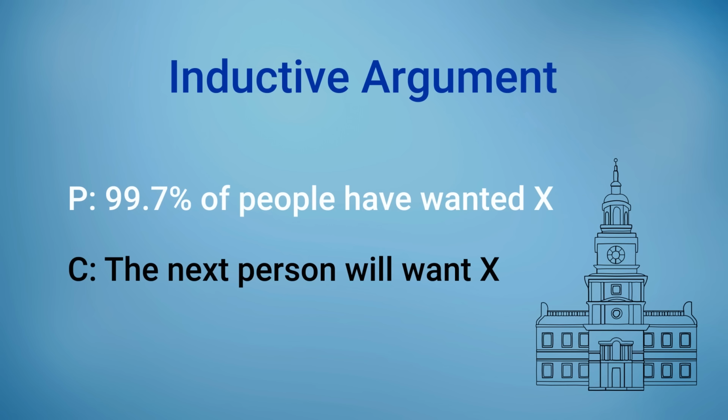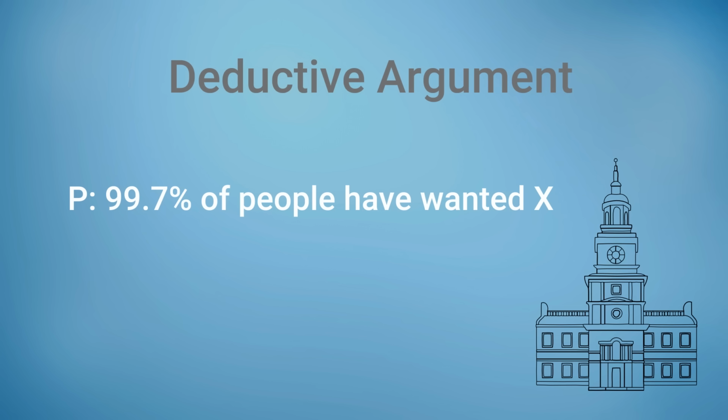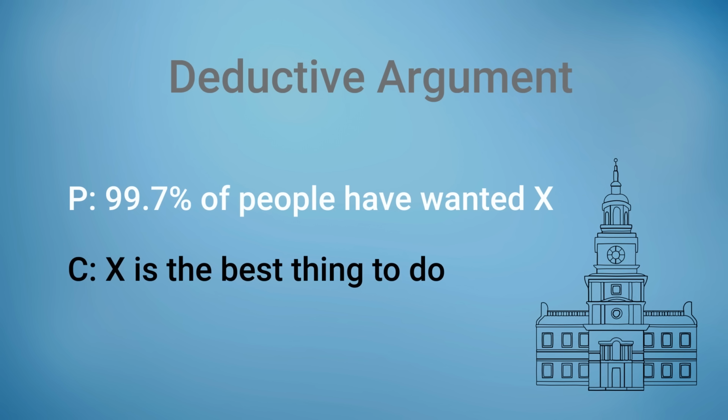But for instance, it would be fallacious to use that as proof deductively that what those 99.7% of people want their city council to do is the right thing to do, or that it will accomplish what they're aiming for.